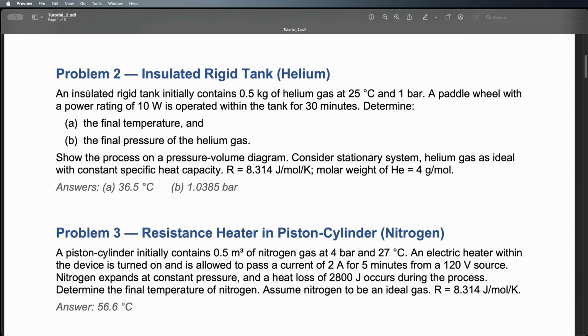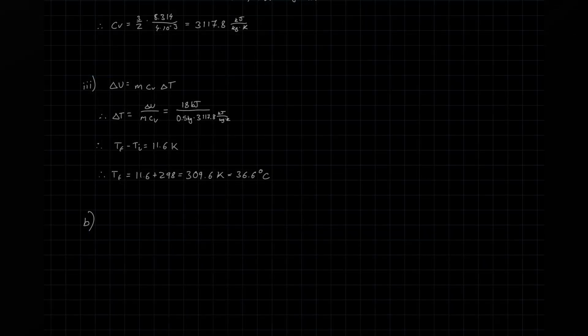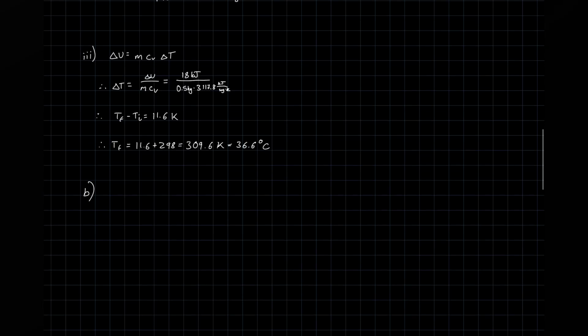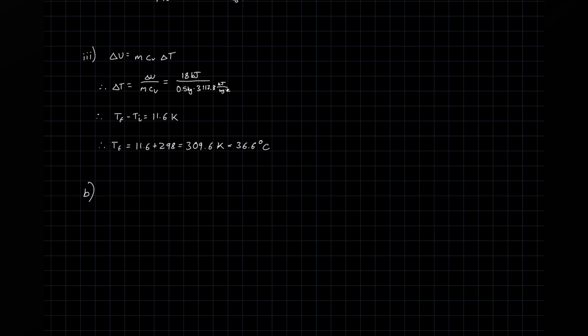So this is the answer to A, and now we need to do part B, where we need to show the final pressure of our helium gas. So let's go ahead and do this with the ideal gas law. So we have PV is equal to nRT.